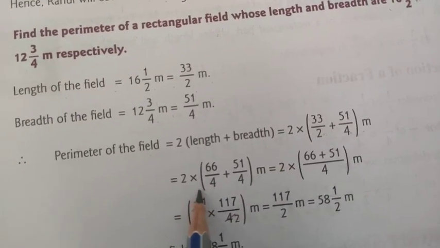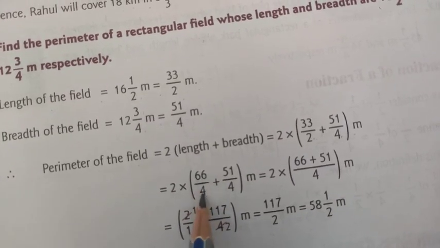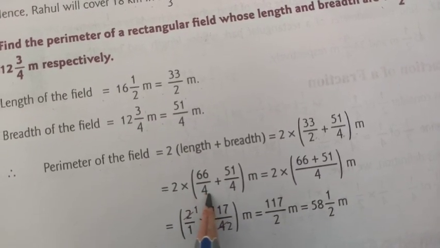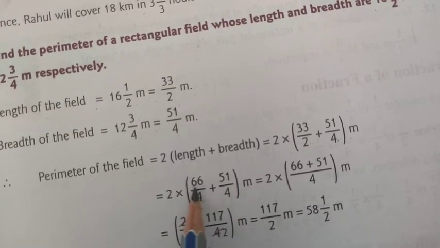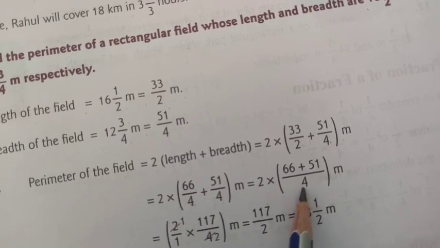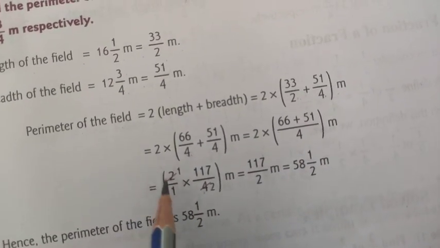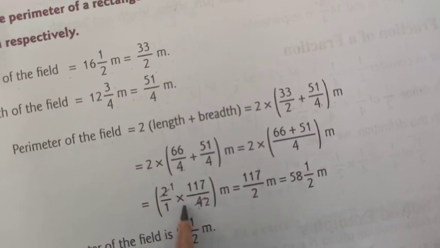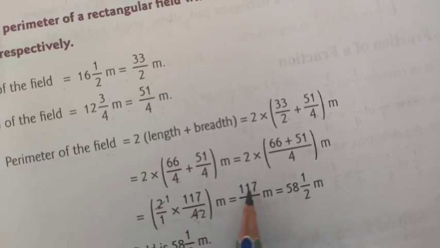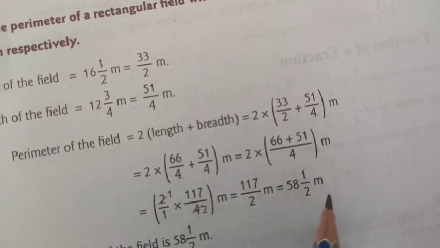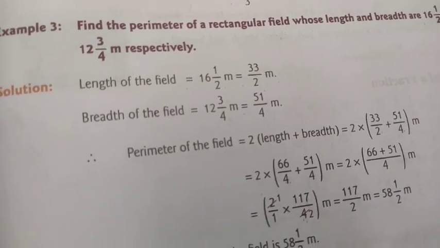So here the LCM is taken, or you can see the first fraction is multiplied with 2. So it is 66 by 4 plus 51 by 4. So addition is 66 plus 51 by 4, that is 117 by 4. And this 2 is not having a denominator, so it is 1. 2 by 1 into 117 by 4. 2 1s are 2, 2 2s are 4. 117 by 2, that is 58 integer 1 by 2 meter. The perimeter of the field is 58 integer 1 by 2 meter.